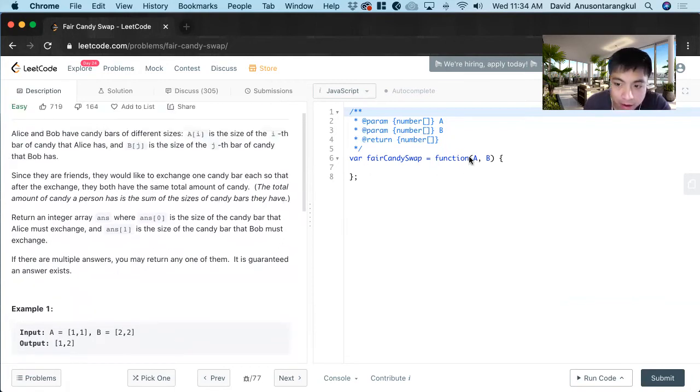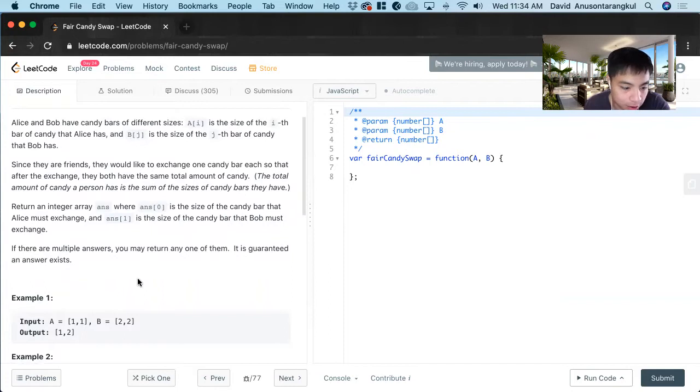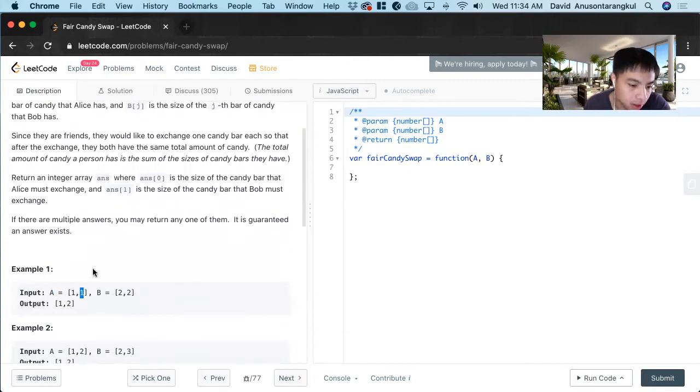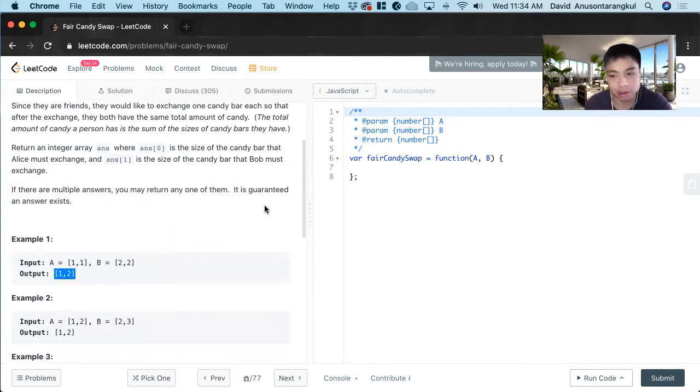But basically, we have two different people, Alice and Bob. Alice has an array of candy and Bob has an array of candy, and each of these values represents a candy length. They each want to make one swap so that their totals will be equal, and it wants us to return an array of the swaps: what A is giving up and what B is giving up. So A is giving up 1 and B is giving up 2, so in turn A has 1, 2, which adds up to 3, and B has 1, 2, which adds up to 3, and we return that output.